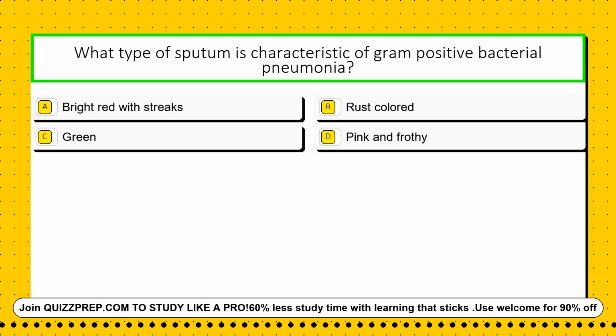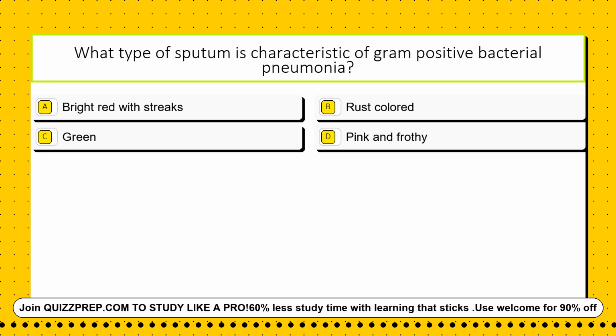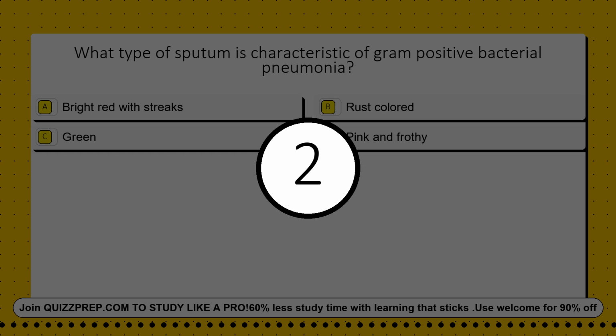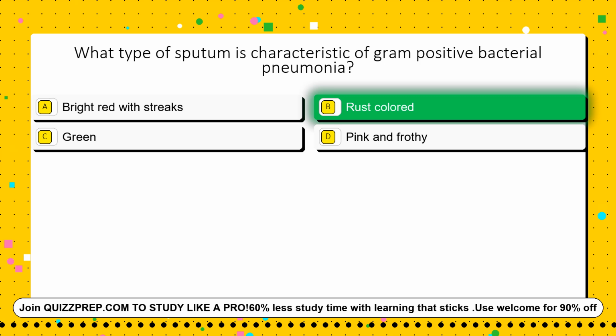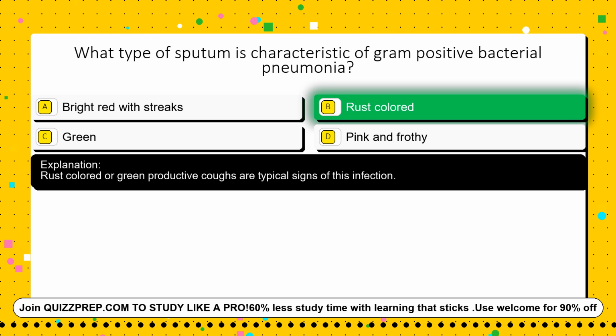Question 134. What type of sputum is characteristic of gram-positive bacterial pneumonia? Option A, bright red with streaks. Option B, rust-colored. Option C, green. Option D, pink and frothy. The correct answer is option B, rust-colored. Rust-colored or green productive coughs are typical signs of this infection.